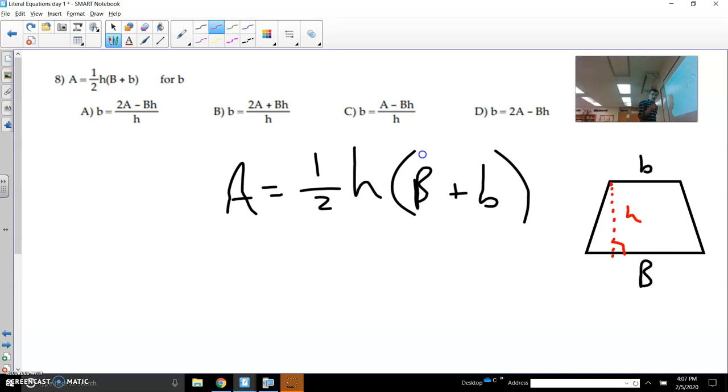And so the A stands for area. What is the area of the trapezoid? So I am wanting to solve for this little b. I want to calculate what that upper base length would be if I knew the area and I knew the height and I knew that bottom base.